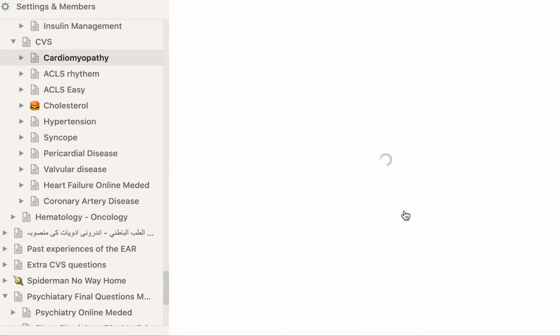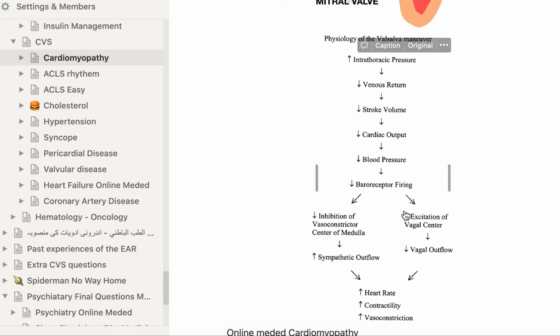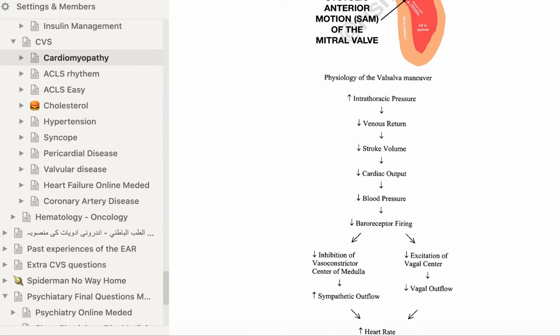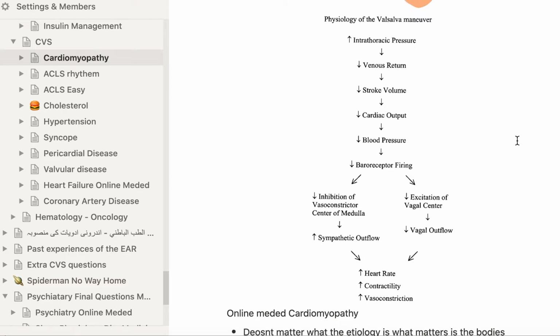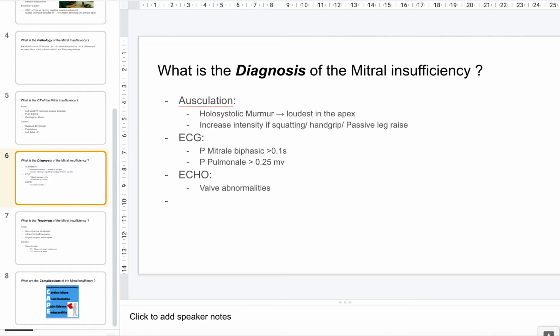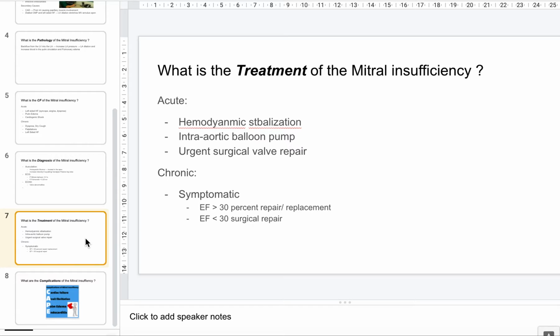Over here I have a photo which I found on Google Images, which shows squatting and the Valsalva maneuver. In the Valsalva maneuver, basically there is going to be increased vasoconstriction, and that would lead to a decreased amount of blood in the heart. But in squatting, because we're compressing the veins and getting all the blood back to the heart, it's going to lead to a decreased amount of the murmur. We can see ECG. ECG is going to show the P mitrale. It's going to be biphasic, and we're going to see P pulmonale, which is going to be more than 0.25 millivolts, and we can even see valve abnormalities.